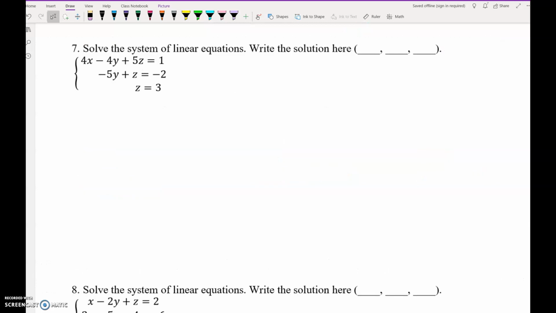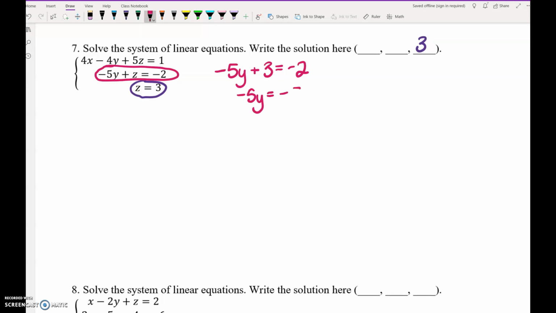I think number 7 is the easiest problem on this entire quiz because you already know that z is 3. Now plug that in. So we're going to take this equation and we know that z is 3. So negative 5y plus 3 equals negative 2. Subtract 3 on both sides. Negative 5y equals negative 5. So y is 1.